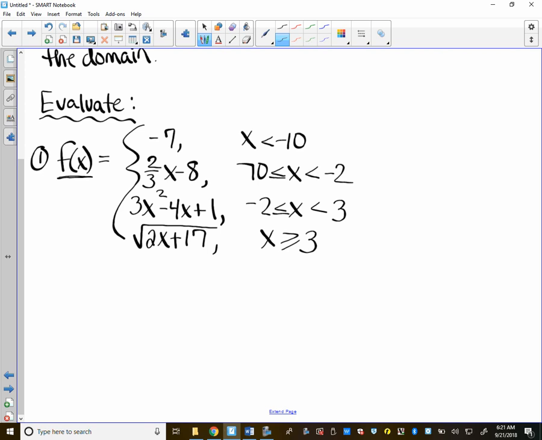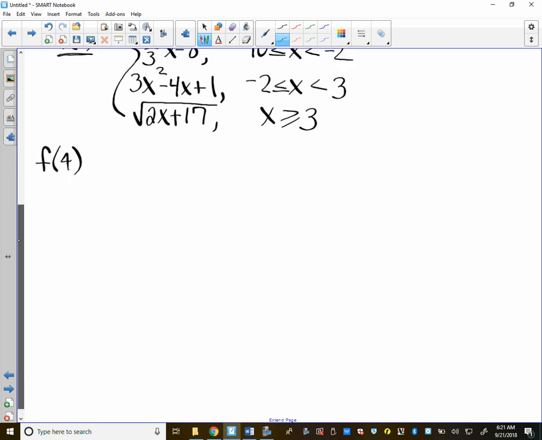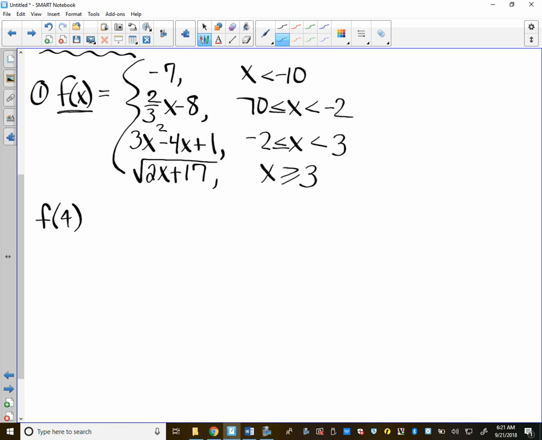So we're going to evaluate it a few times here. We're going to start off with f of 4. So looking at that, you're going to ask yourself, where does 4 belong? Looking at, again, these restrictions right here.